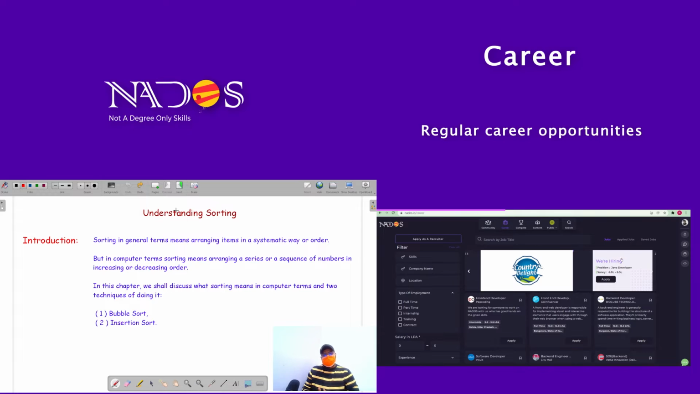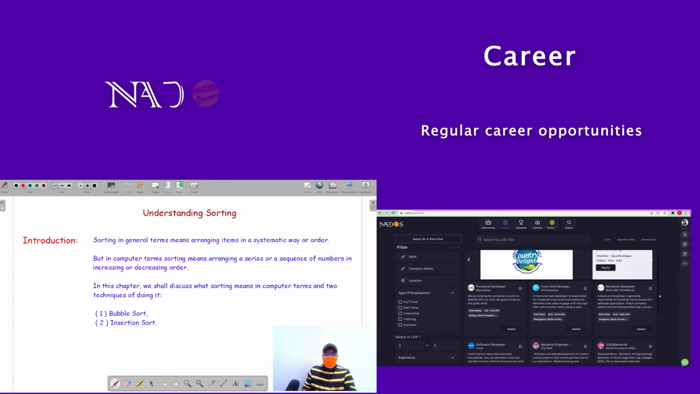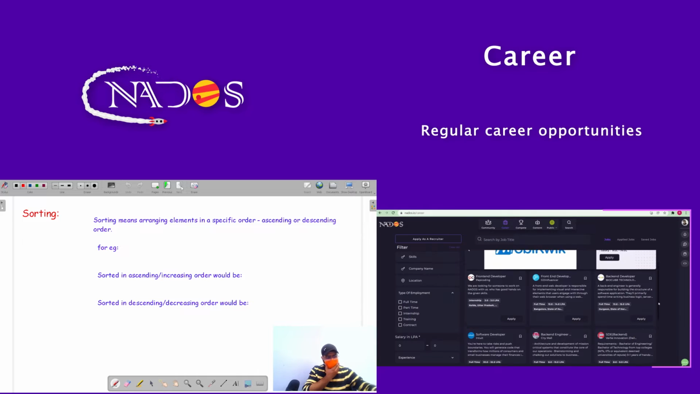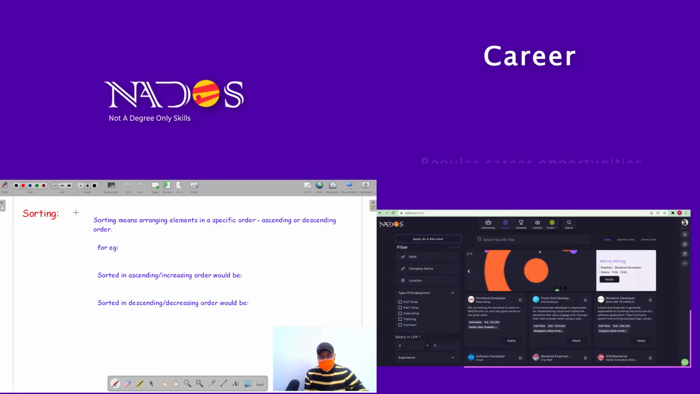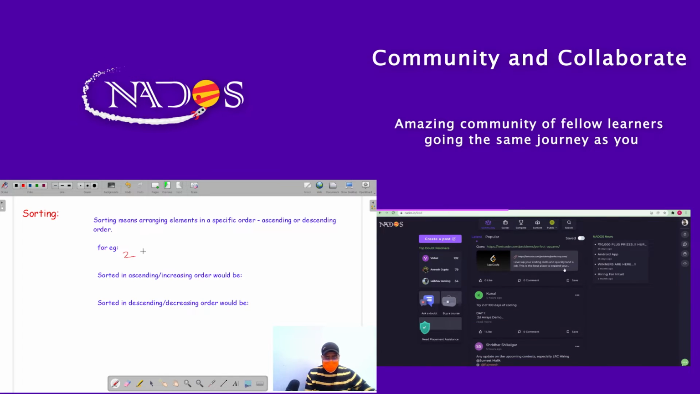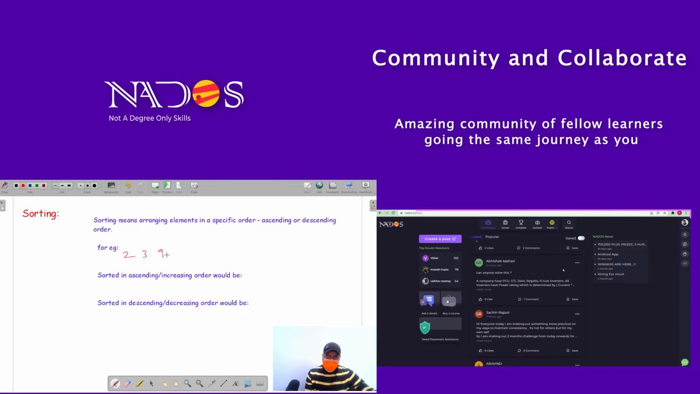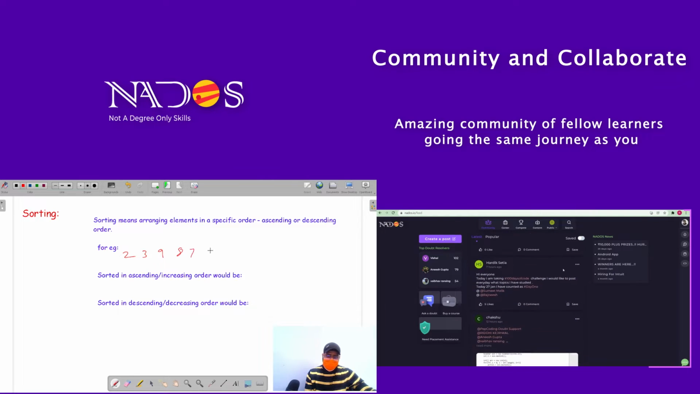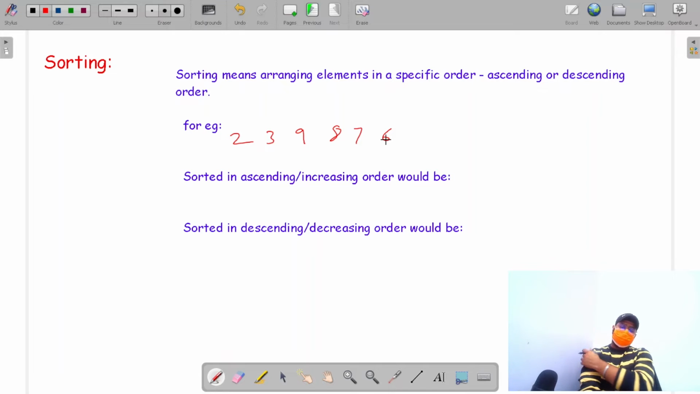Now in computer terms, suppose we are given a sequence or a series, and let's take an example. Suppose we are given a series: 2, 3, 9, 8, 7 and 6. Suppose this is a series that we have received, and now we'll be sorting it in ascending or increasing order. As you would know before also, ascending or increasing order means small to big.